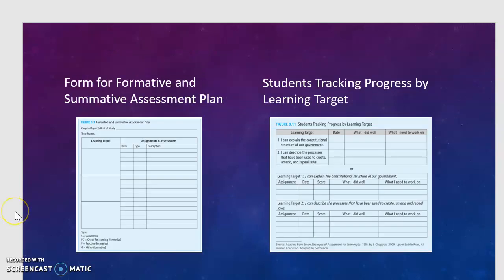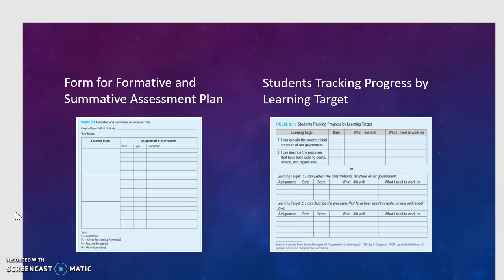Other things, I really liked these forms, the form for formative and summative assessment plans. So this is something that could be used really all the time. You write down the learning target, what type of assessment it was, what type of assignment, and you can just keep track of this, especially if you're doing a Q&A within the class, within the lecture, and you're writing it down as you go, and it's easy to keep track of these things.